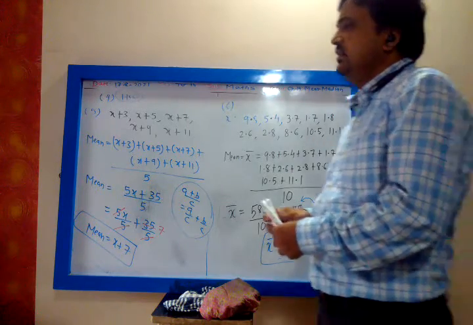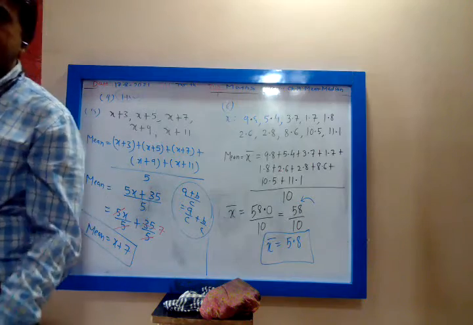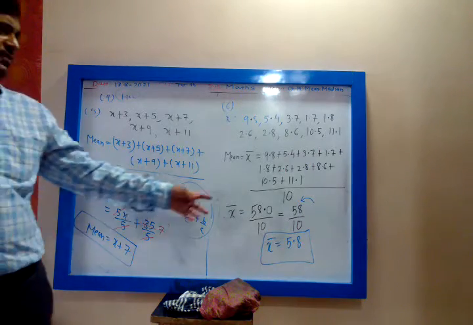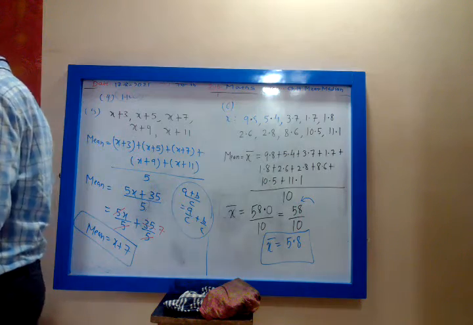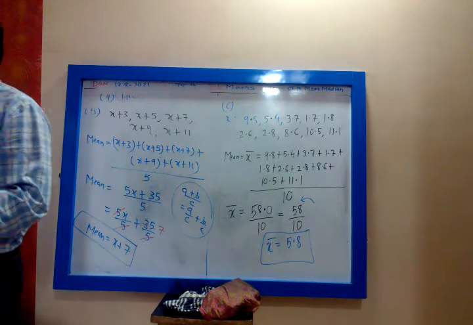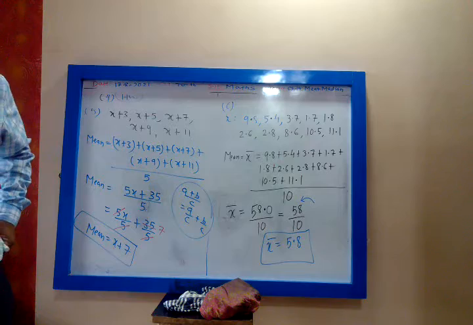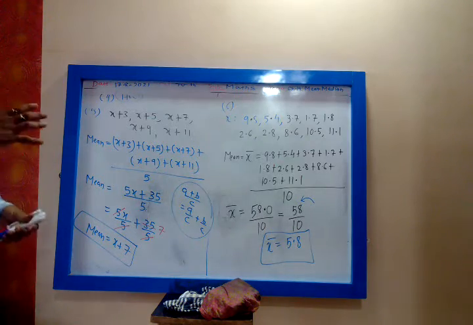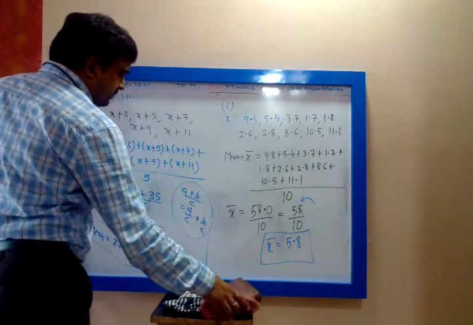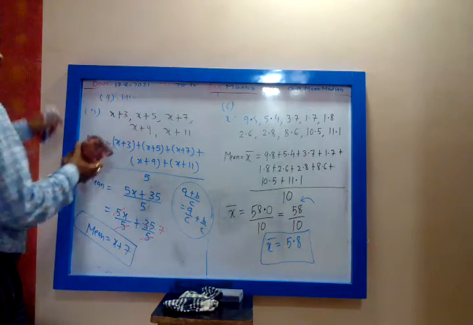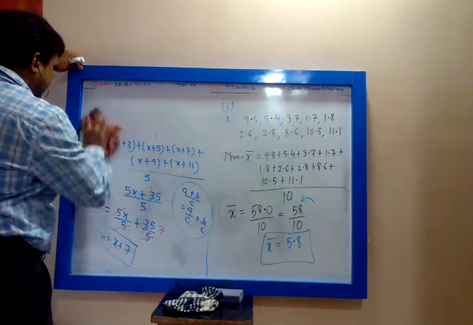What is your answer? All of you got the answer? You have checked the calculation. What are the others doing? You are doing the calculation or not? Same answer. Tally this answer. Summation is 58. 58 divided by 10 is 5.8.